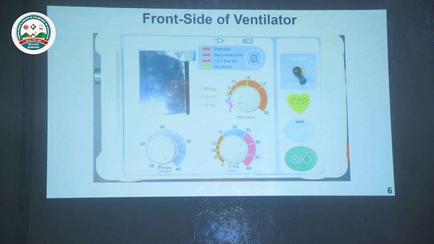Below this part, the three knobs are used to adjust ventilator settings. This one means ventilation, and this one is frequency, meaning respiratory rate. This one, Pmax, is the pressure limit, meaning that the pressure delivered from this ventilator should not be higher than this Pmax setting. Another setting is over here. I will talk about these things later. And one of the important things is this button. This is the switch on and off button over here.